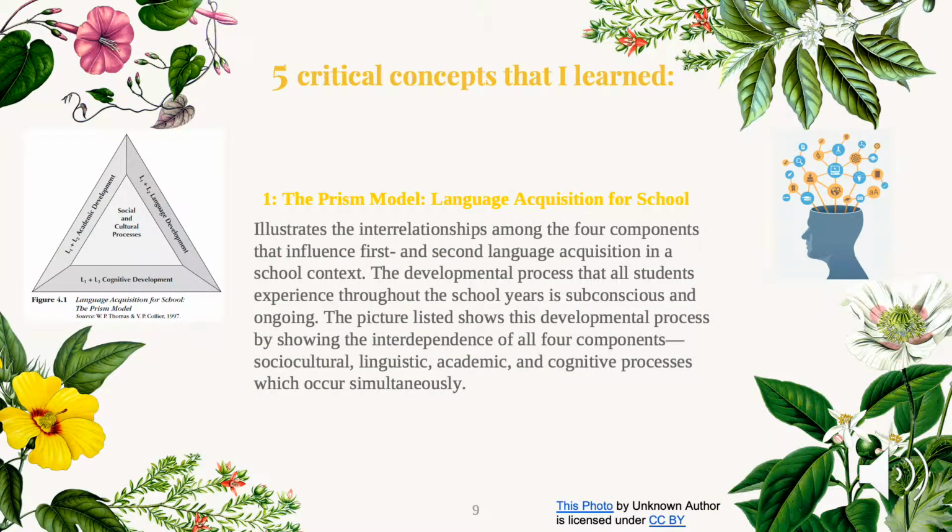Five critical concepts that I learned. Number 1, the PRISM model, language acquisition for school. On the left, this illustrates the interrelationships among the 4 components that influence first and second language acquisition in a school context. The developmental process that all students experience throughout the school years is subconscious and ongoing. The picture shows this developmental process by showing the interdependence of all 4 components: sociocultural, linguistic, academic, and cognitive processes, which occur simultaneously.